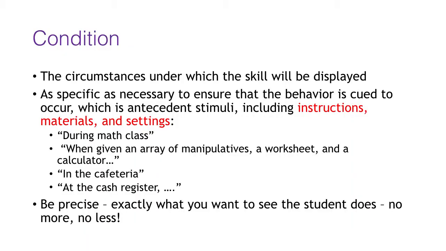The next element is condition. Condition is a circumstance under which the skill will be displayed. You can describe the setting with specific materials or specific instruction, like the teacher's instruction. So you are going to describe when or where the behavior will happen. During math class, for example, or when given an array of manipulatives or a worksheet, the student will do blah blah blah. So the material can be a condition, and in the cafeteria the setting can be a condition.